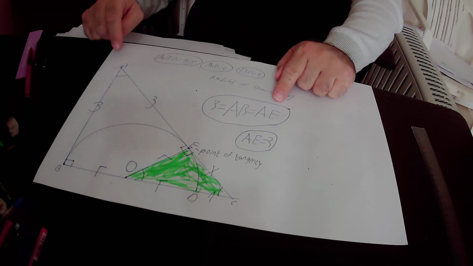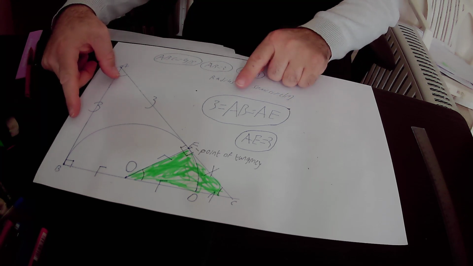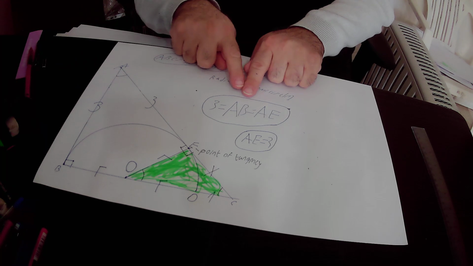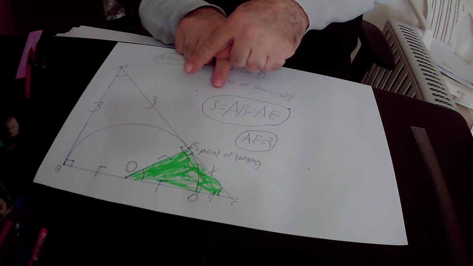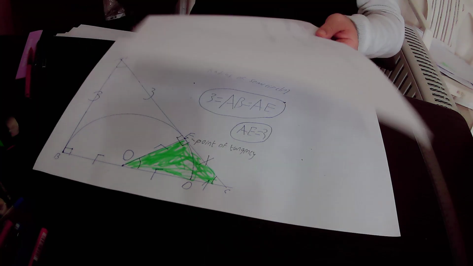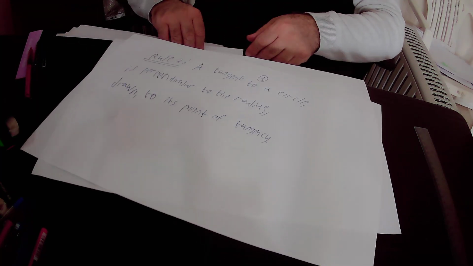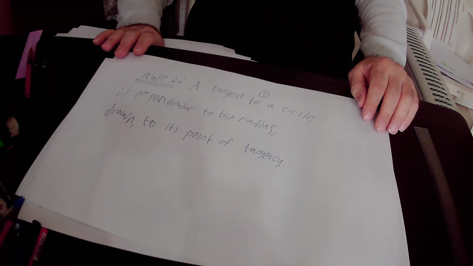AB equals AE, according to rule number 1, but we already know that AB equals 4 units. It is given in the question. So AB equals 4 units, and from this equality we will derive that AE also equals 4 units. Okay, and then I presented to you rule number 2. According to rule number 2, a tangent to a circle is perpendicular to the radius drawn to its point of tangency.